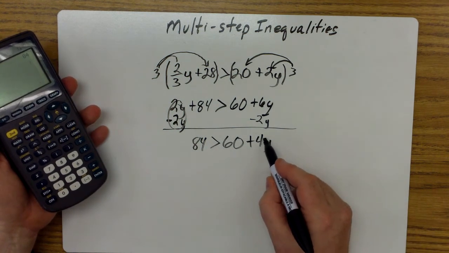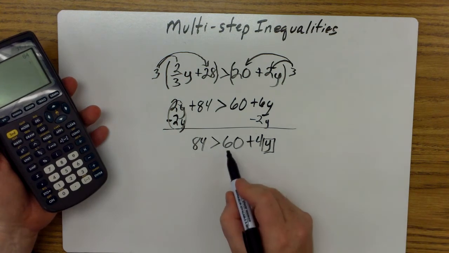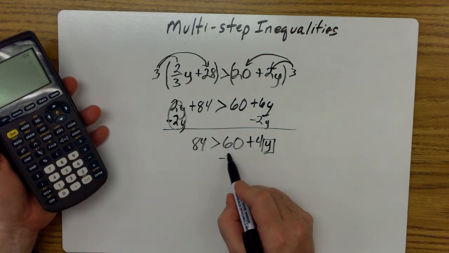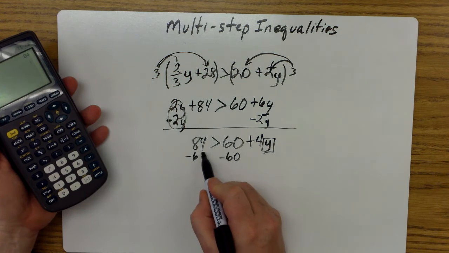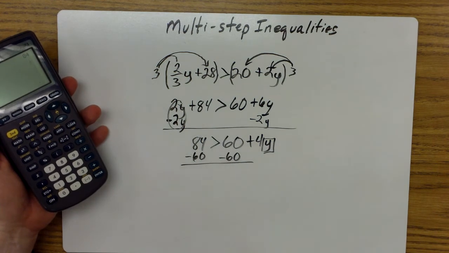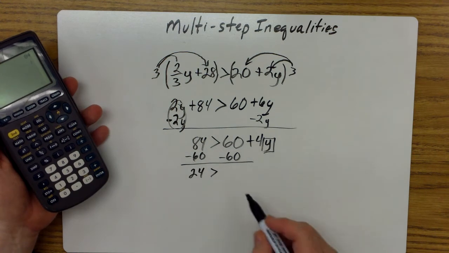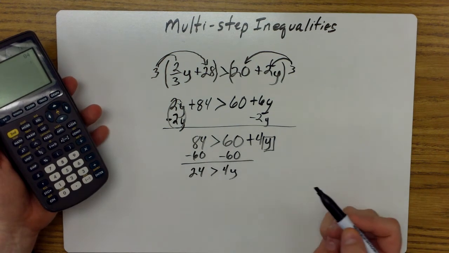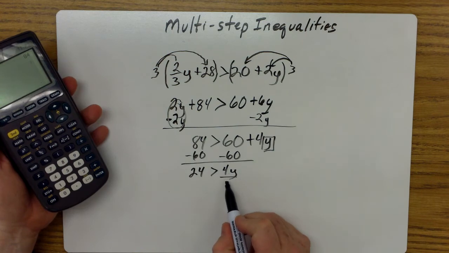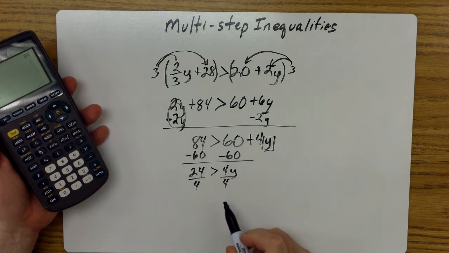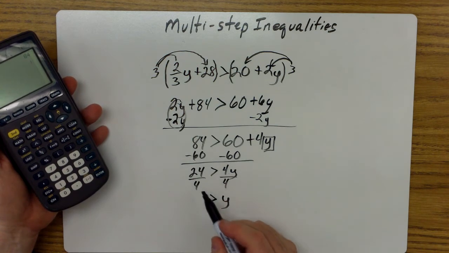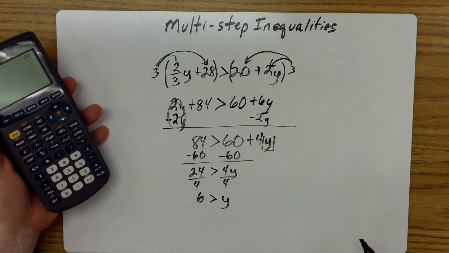Now I just have a two-step problem in which I'm trying to isolate y. So I'm going to get rid of my plus 60 first, so minus 60 on both sides. 84 minus 60 leaves you with 24, greater than, I still have a 4y. And to detach the times 4, we're going to divide both sides by 4. So y is going to be less than 24 divided by 4 is 6.